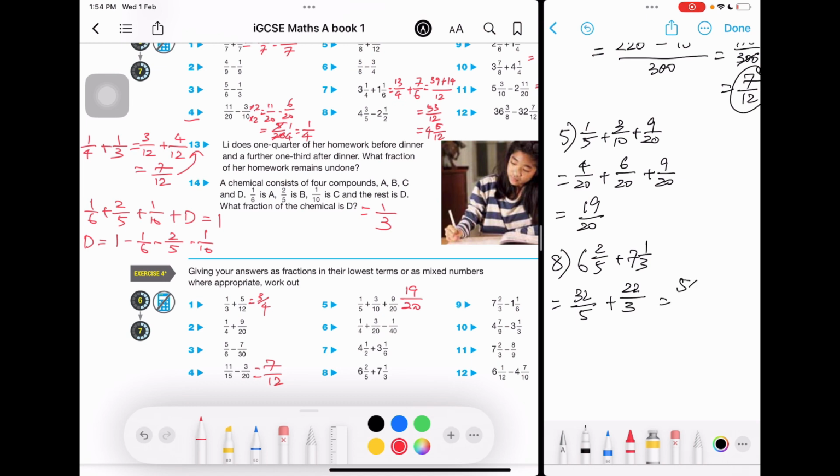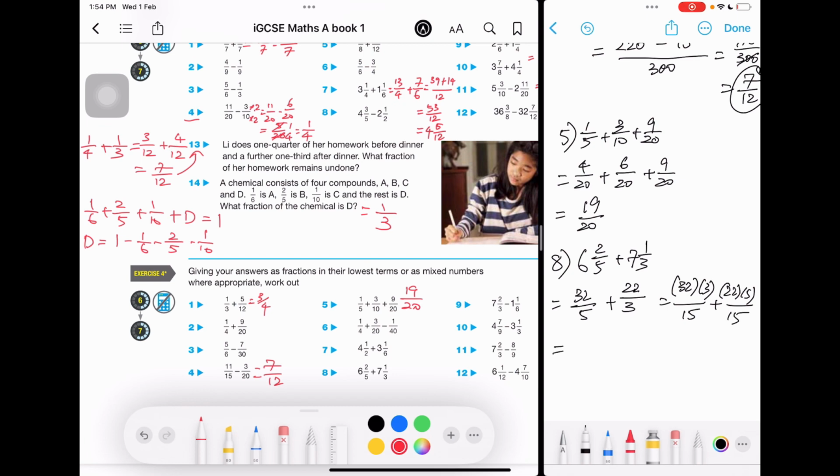This gives you 54. Oops, not 54. I forgot that we have to change it to a common denominator again. So in this case, we will take 32 times 3 over 15, because we would like to make the common denominator 15, and 22 times 5 over 15.